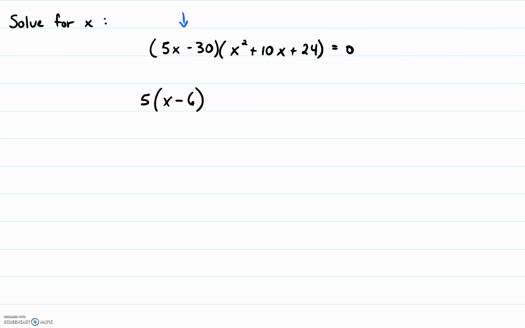Now, of course, if you went ahead and set your 5x minus 30 equal to 0, that's perfectly okay. You could do that, add the 30 across, divide by 5, and you'll get the same thing. But I like to just go ahead and factor everything all at once.